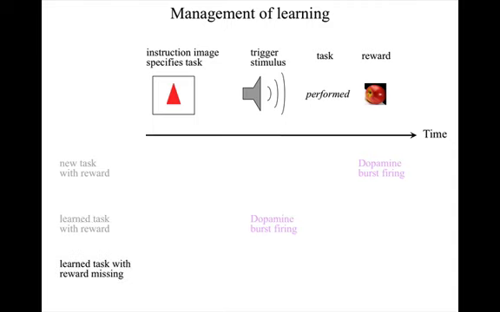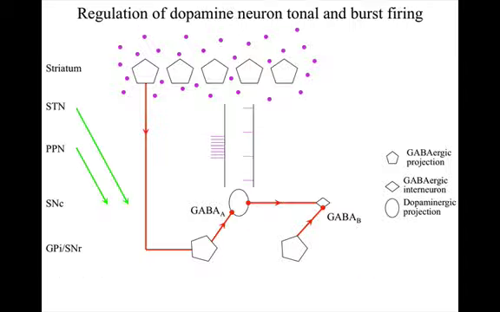But if the reward isn't provided, there's a dip in the tonic firing, and therefore a dip in the background dopamine. And this kind of dip reduces recently active synaptic weights. So it will reduce the chance of the behavior being selected in the future in similar circumstances.